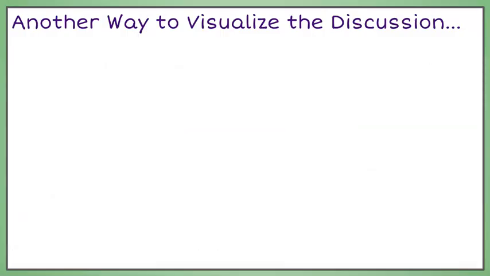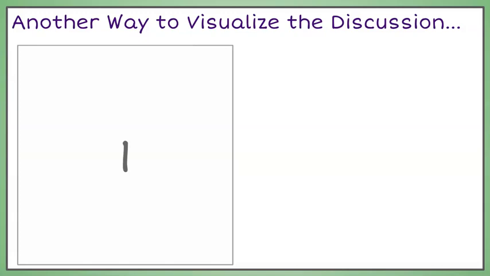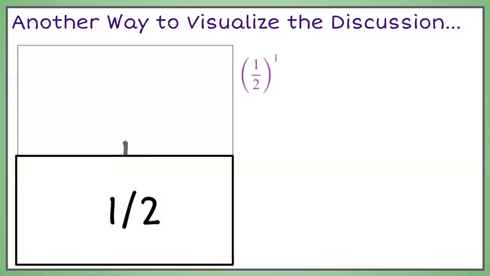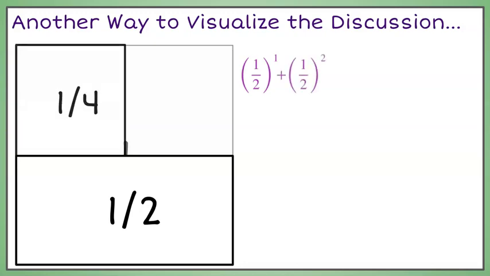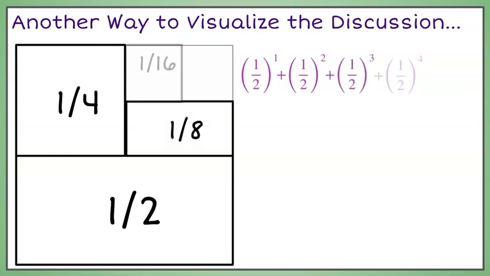Let's look at the discussion more visually and mathematically. You started with one whole sheet of paper. Then you tear it in half and share half with a friend. This is the first piece. Then you tear the remaining piece in half and share half with a friend, a piece that is a fourth of the original paper. You tear the remaining piece in half and share the third piece, which is now an eighth of the original paper. Theoretically, you continue this process.